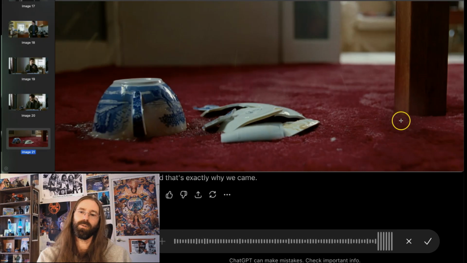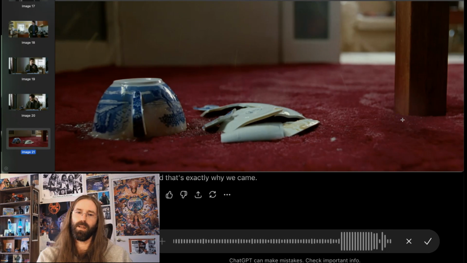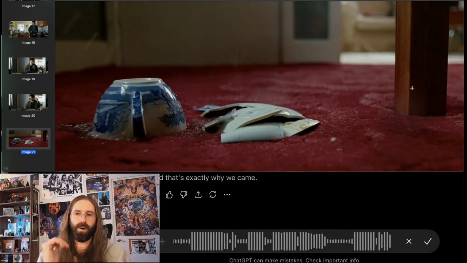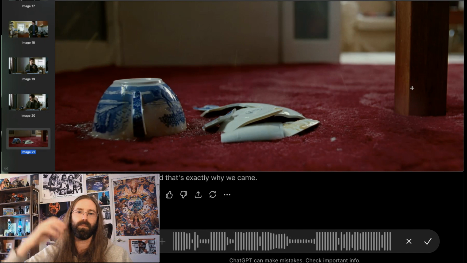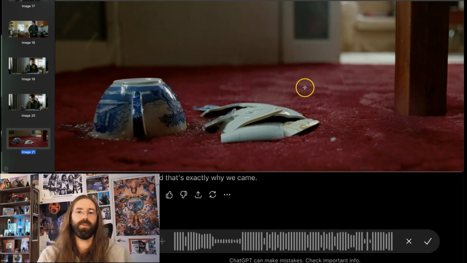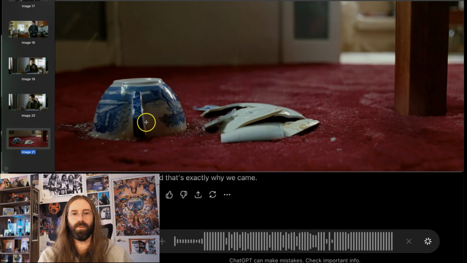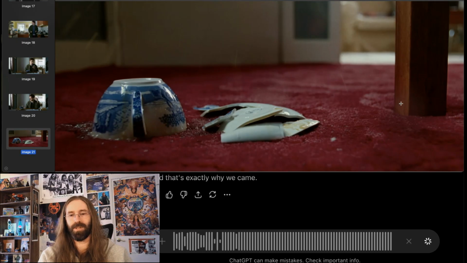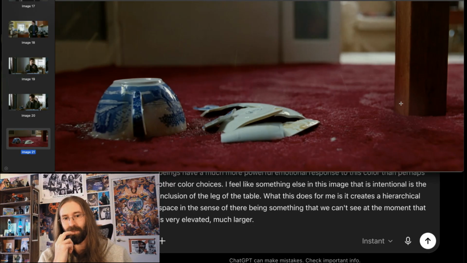I feel like something else in this image that is intentional is the inclusion of the leg of the table. What this does for me is it creates a hierarchical space in the sense of there being something that we can't see at the moment that is very elevated, much larger than what we can see in this limited viewing of the Earth being destroyed. And I'm not putting the right words to it here, but I know the observatory is going to jump on this and find exactly the words, because that's what it does. But there's something here.